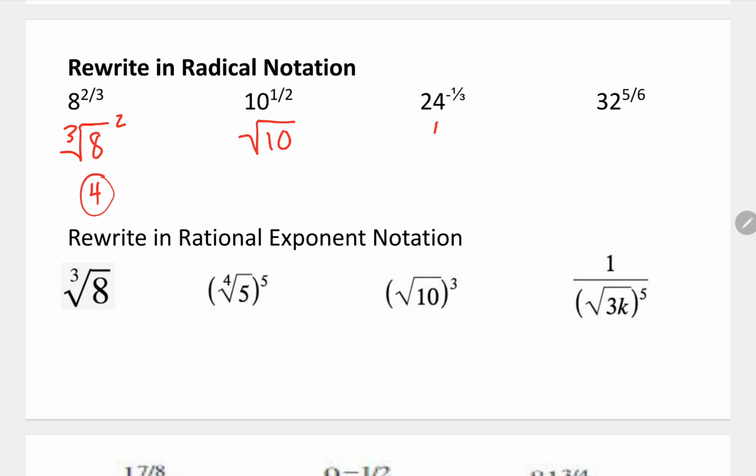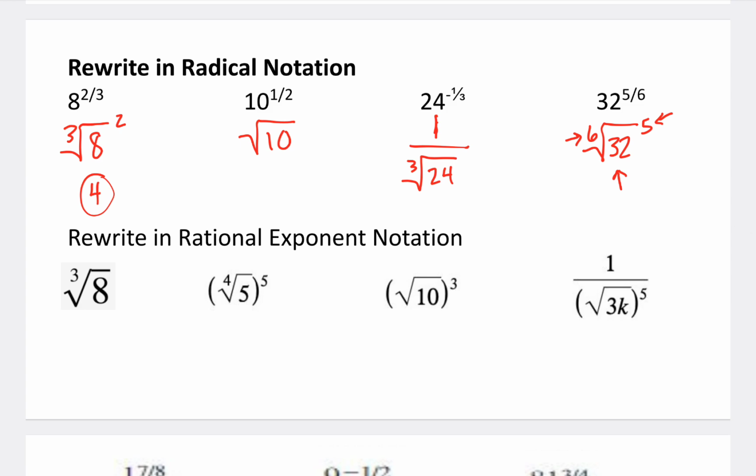This one is negative, so it would be the cube root of 24 to the 1st power. The 1st power we can just leave alone because there's an invisible 1 there. And then just make sure that's in the denominator since it was a negative exponent. And then the last one would be the 6th root of 32 to the 5th power. So the denominator is your index, the base is your radicand, and the numerator would be your exponent.